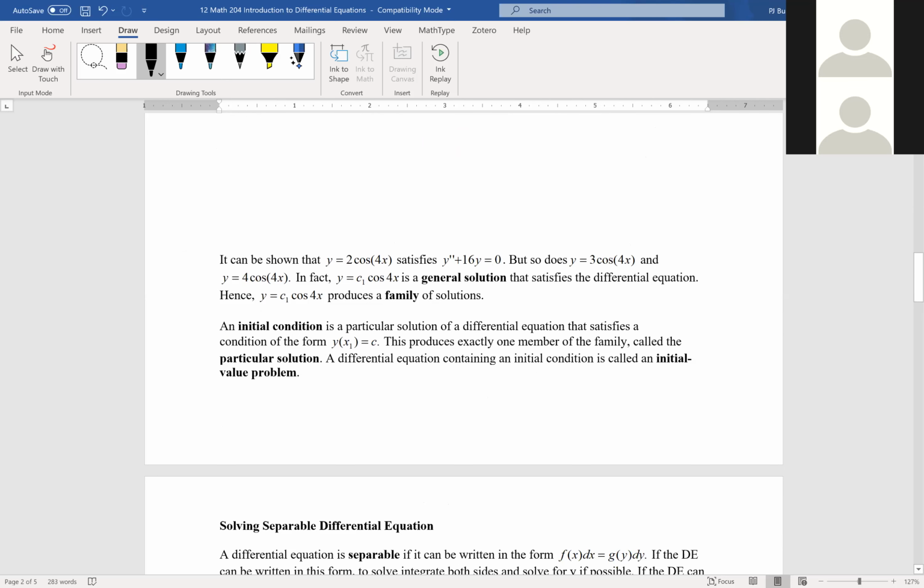So there are two types of solutions. There is a general solution, and there is a particular solution. The general solution contains c's, so plus c, or has a multiplier or a coefficient of c's. The particular solution, we've already solved for c. So we'll go back and talk about that again. Just wanted you to be aware that there's two different types.